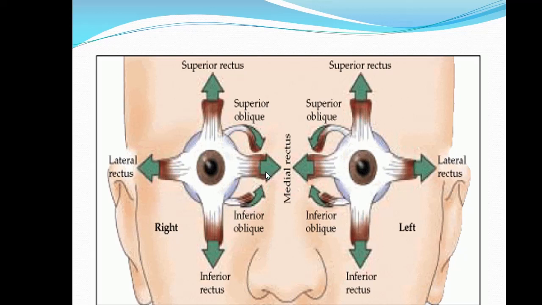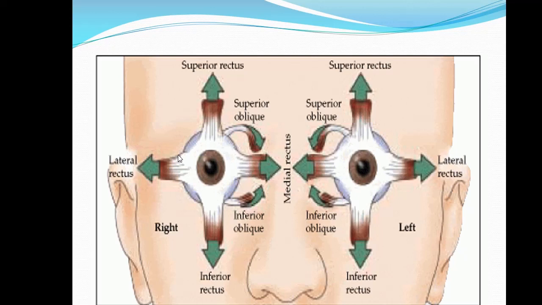And when there is contraction of the medial rectus muscle, this will cause the eyeball to move medially, and this movement is also known as adduction. Contraction of the superior rectus muscle will cause elevation of the eyeball when the eyeballs are directed outward, and contraction of the inferior rectus will cause depression or downward movement of the eyeball in outward position of the eyeball.